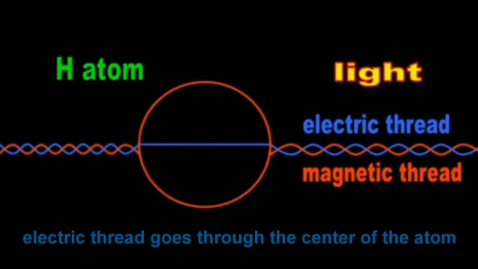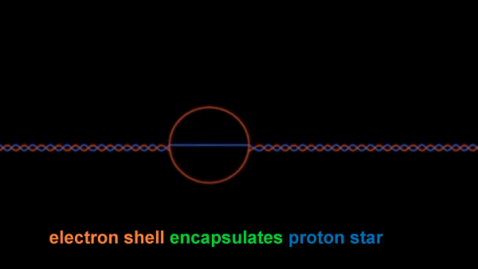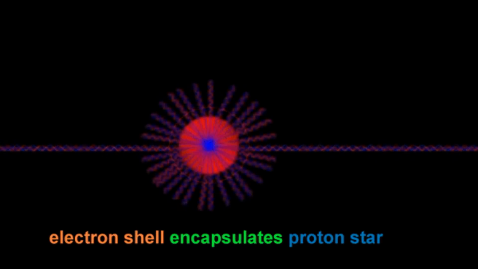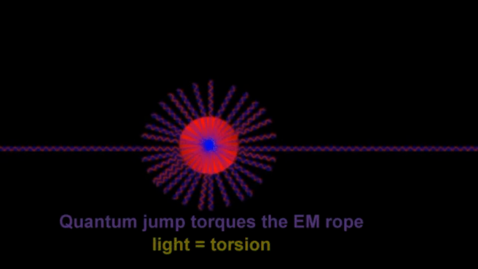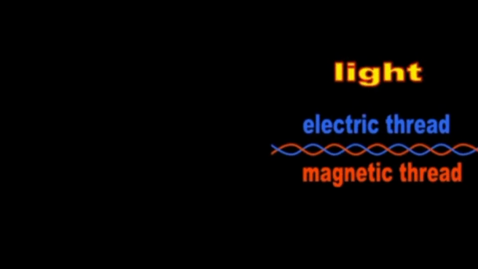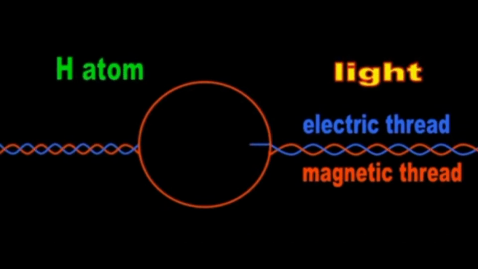You have the electric thread going through the middle, and you have the magnetic thread going around. Electric and magnetic are just to stick with convention. And what happens? You have that model there where one encapsulates the other, and when it pumps back and forth, it torques the rope. And by torquing the rope, what we're doing is essentially sending light to the rest of the universe. Okay.